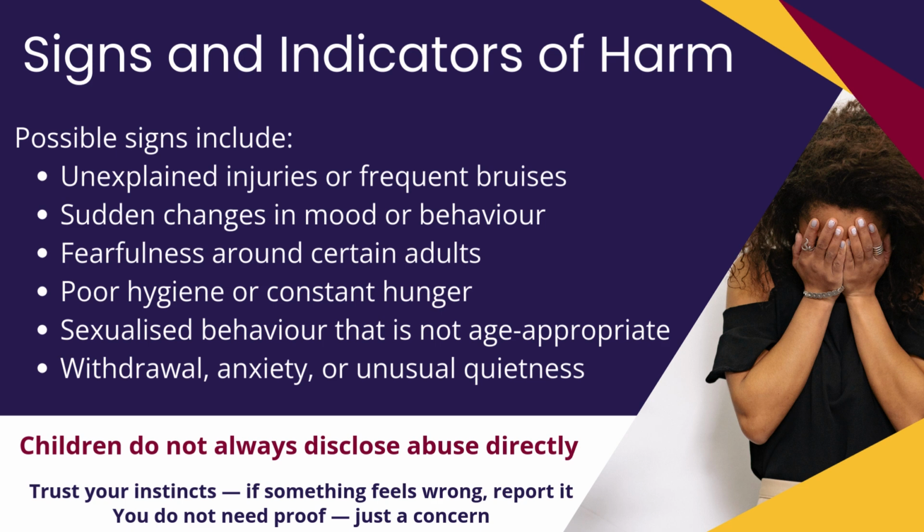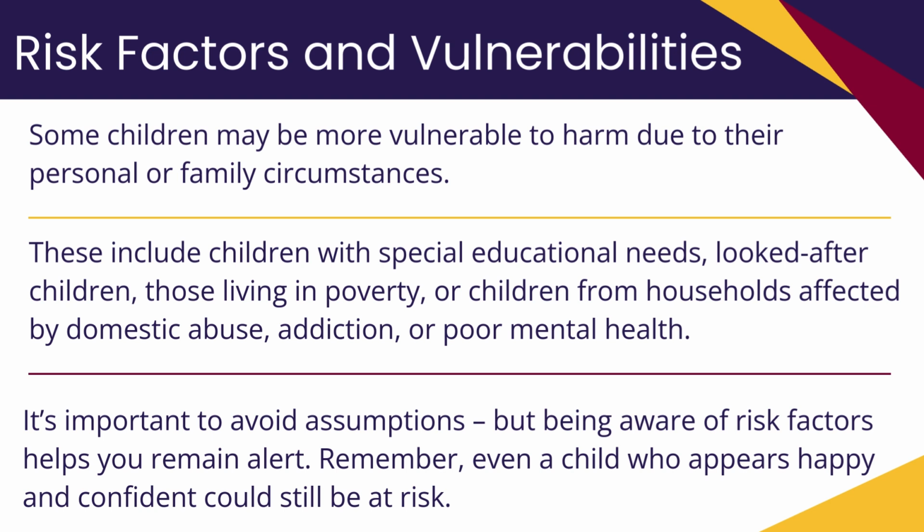Possible indicators of harm include unexplained injuries, sudden changes in behavior, fearfulness, poor hygiene, sexualized behavior that is not age-appropriate, or withdrawal. Children do not always disclose abuse directly. You do not need proof to raise a concern. Some children may be more vulnerable due to personal or family circumstances, including special educational needs, being looked after, or experiencing difficulties at home. Remain alert without making assumptions, as any child could still be at risk.